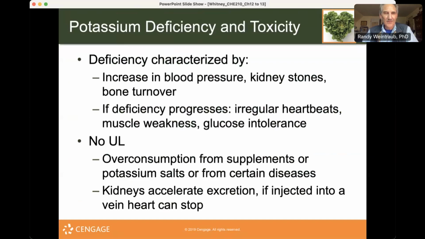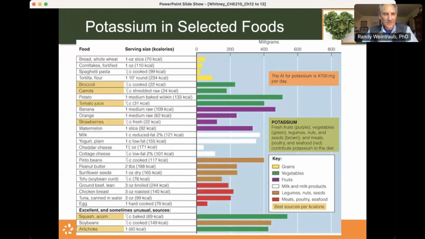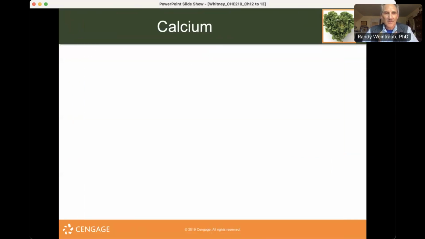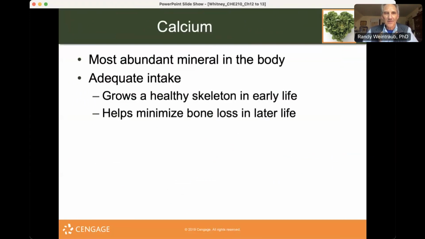in rare cases. Okay, so some foods you can see here, the green lines, vegetables, also in fruits, and way at the bottom, some excellent sources. We have squash, soybean, and artichoke. Calcium, most abundant mineral. Very important to have on a regular basis.